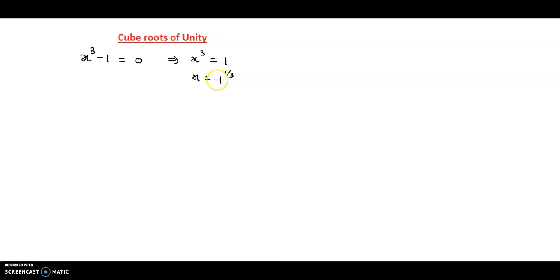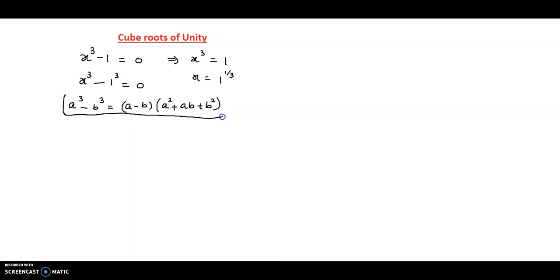Unity means 1. So we want 1 power 1 by 3, and all values of this x we can obtain from the equation x cube minus 1 equals 0. X cube minus 1 can be written as x cube minus 1 cube equals 0. Then assuming that this is in the form of a cube minus b cube, one of the forms of a cube minus b cube is (a minus b) into (a square plus ab plus b square). So using this a cube minus b cube expansion, we can expand x cube minus 1, which we are writing as x cube minus 1 cube.